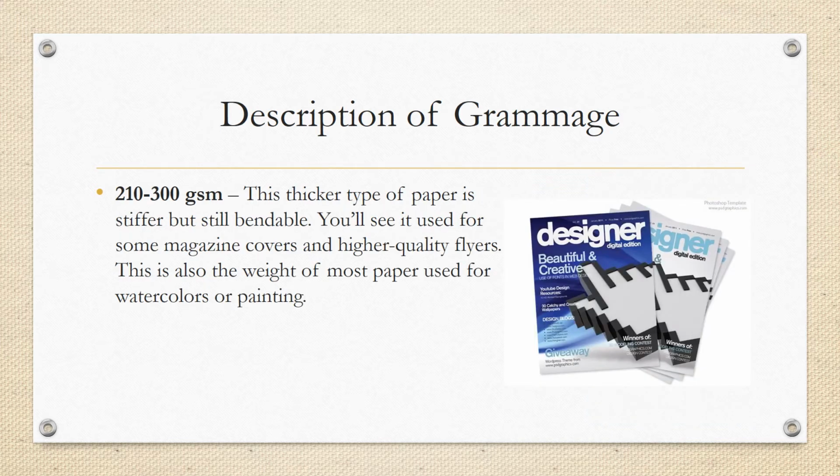Another one is 210 to 300 GSM. This is thicker but still bendable. You'll see it used for some magazine covers and high quality flyers. This is also the weight of most paper used in watercolors or painting, or what they call canvas.